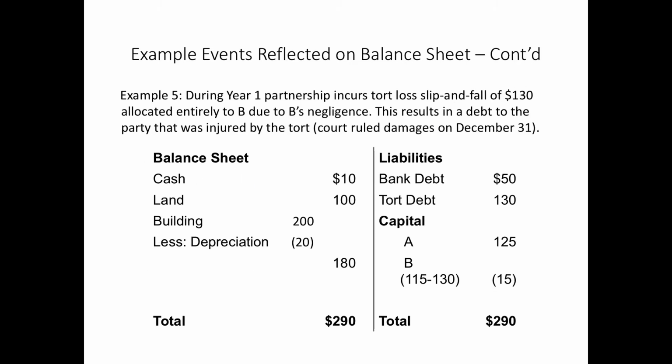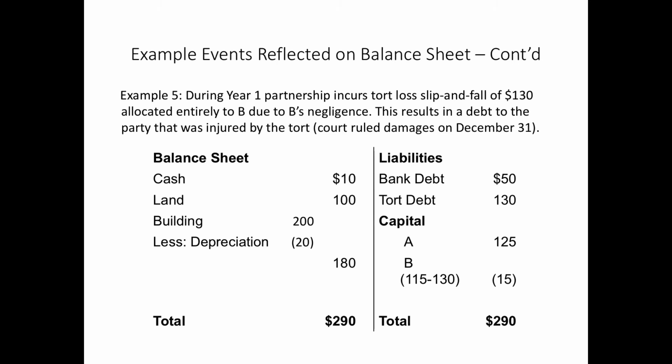Continuing on to example 5. So during year 1, the partnership incurs a tort loss, slip and fall, of $130 allocated entirely to B due to B's negligence. Maybe B has been managing the building and something happened where one of the tenants or a customer or somebody slipped and fell, and it was definitely the landlord's fault, which is the partnership, and it's really tied to B since B is the manager. So there's $130 allocated entirely to B.